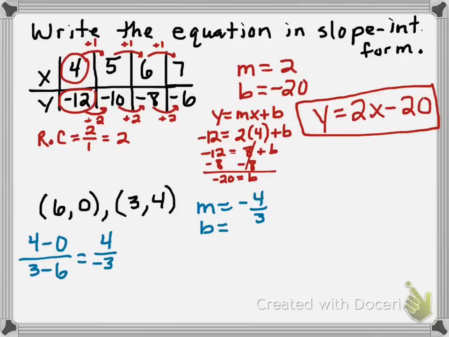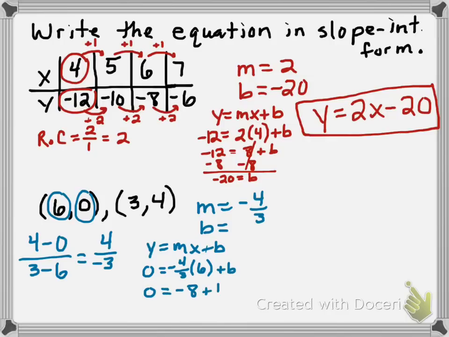Then I'm going to find the b the same way I did last time. I'm going to plug in an x, a y, and the m. So my m is negative 4 over 3. I'm going to plug in the 6 for the x, so that means I plug in the 0 for the y. Okay, so that gives me 0 equals negative 8 plus b.